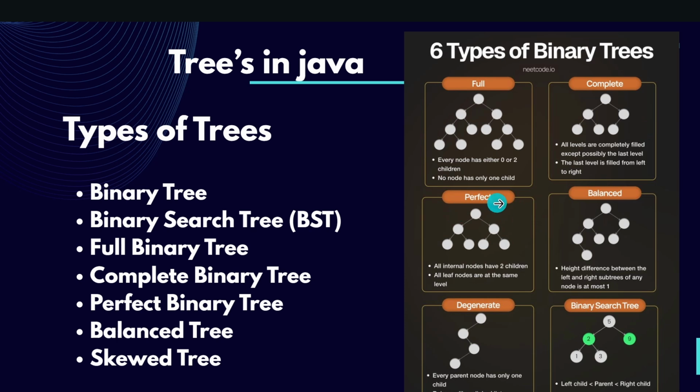So what is meant by a perfect binary tree? All internal nodes have 2 children. It has 2 children, it has 2 children, it has 2 children. This is known as a perfect binary tree. All leaf nodes are at the same level. You can see all leaf nodes are at the same level.